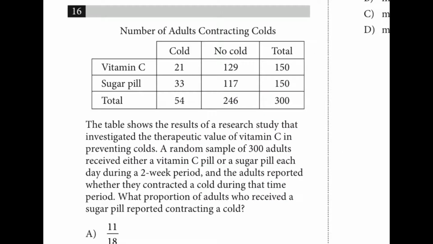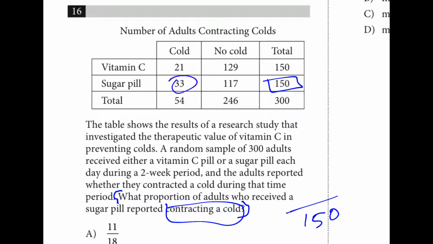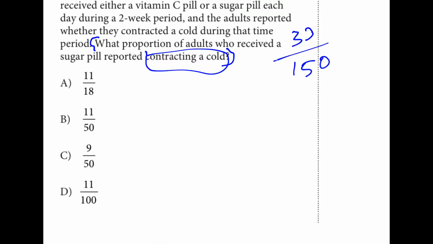16, a probability question involving this table. The last sentence has the real question. Out of all of those who received a sugar pill, which is 150 in total, that's our denominator, how many of them reported contracting a cold? And that's 33. That goes on top. So we don't see 33 over 150 here, but if we divided the top and the bottom by 3, we'd get 11 over 50. B.